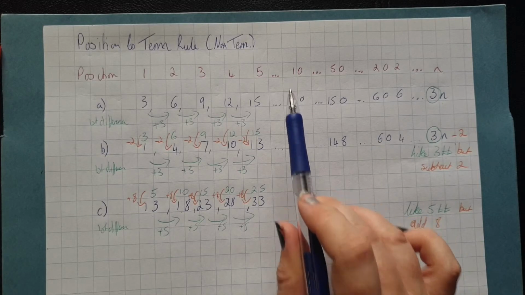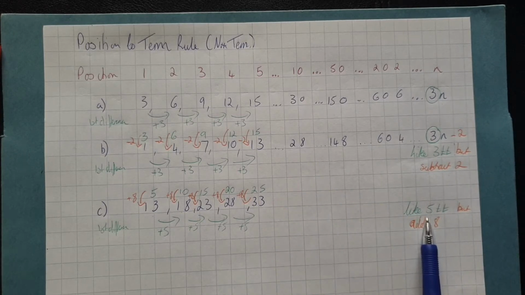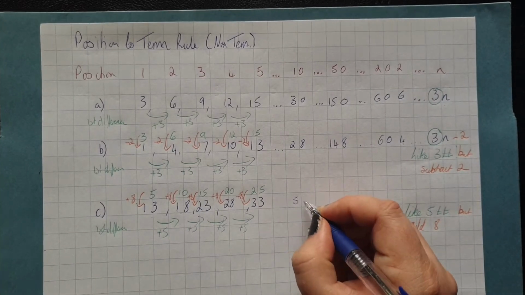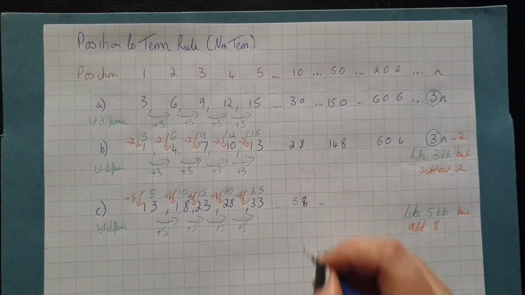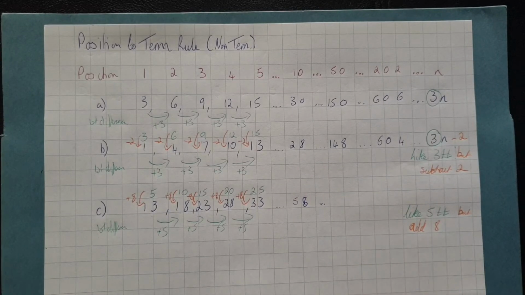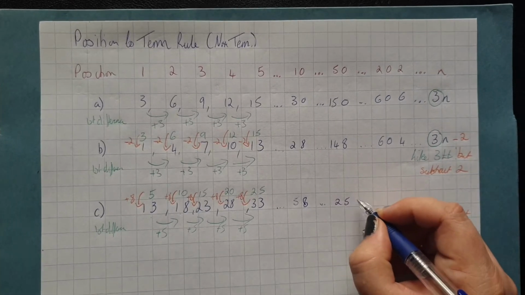So it's like the 5 times table, but we add 8. 10 times 5 is 50, add 8 is 58. 50 times 5 is 250, add 8, 258.